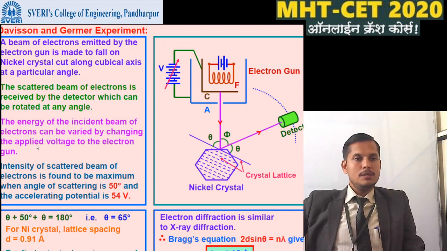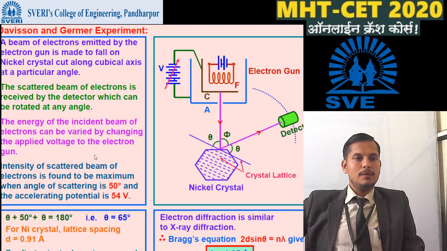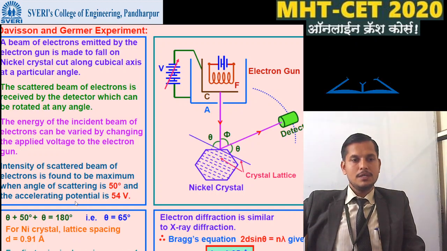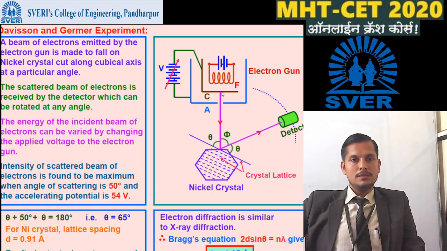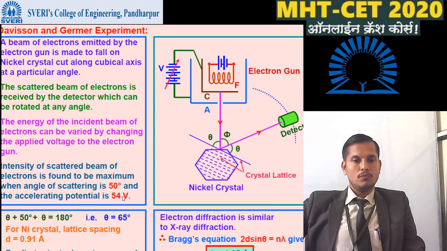The energy of the incident beam of electrons can be varied by changing the applied voltage to the electron gun. The intensity of the scattered beam of electrons is found to be maximum when the angle of scattering is 50 degree and the accelerating potential is 54 volt. So at different angles and different accelerating potentials, we detect these signals and then plot the graph. From that we get the idea that the intensity of the scattered beam is maximum at a particular angle, which is 50 degree, and at a particular accelerating potential, that is 54 volt.